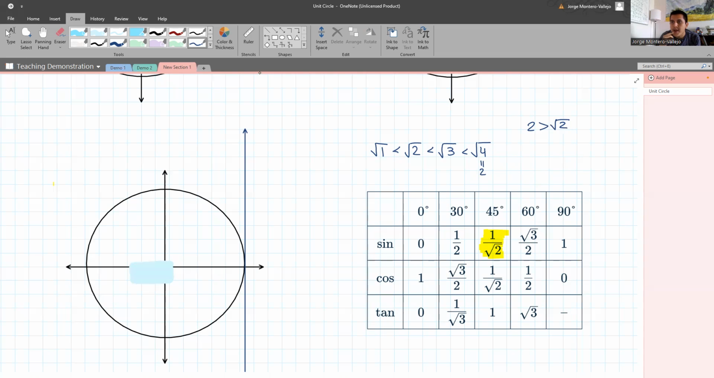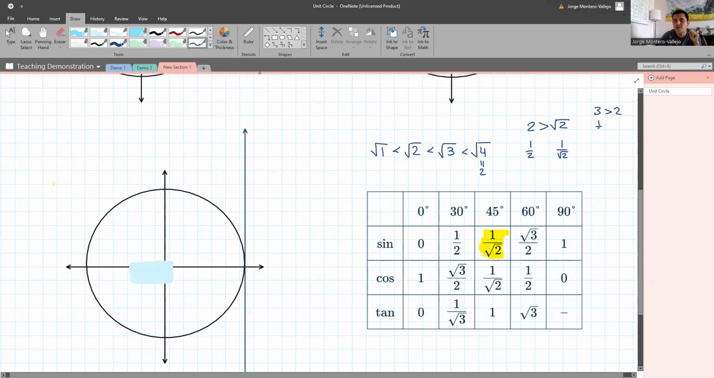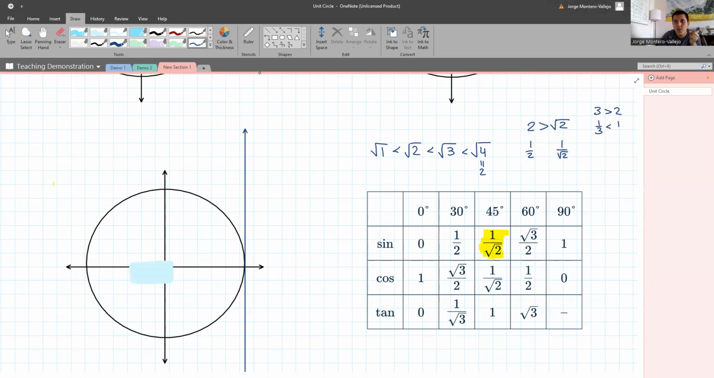Now what happens when you use these numbers to put them below a 1? What happens when you do 1/2 and then 1 over the square root of 2? Well, the inequality sign is going to flip, right? Because, for example, 3 is bigger than 2, but 1/3 is a smaller fraction of 1 than 1/2, because 1/2 is 0.5 and 1 over 3 is 0.3333. So then 1/2 is actually bigger.